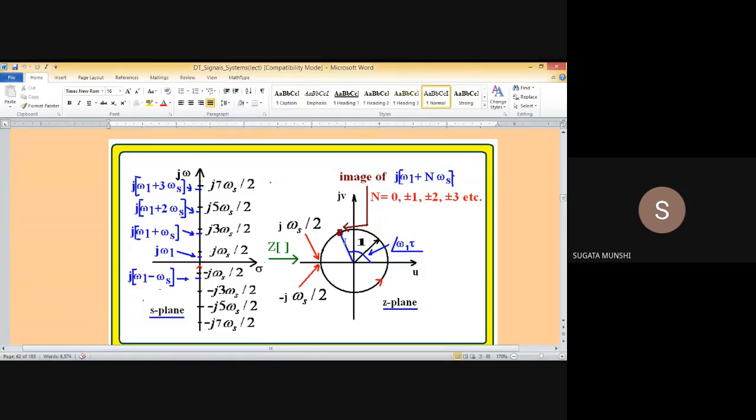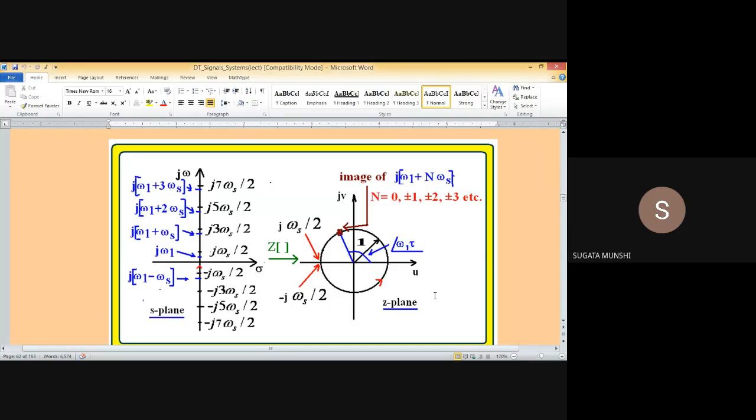So that point is the image of infinite number of frequencies given by j omega 1 plus n omega s, where n can take on values of 0, plus minus 1, plus minus 2, plus minus 3, etc. So in this way, for any point, these observations will be valid.